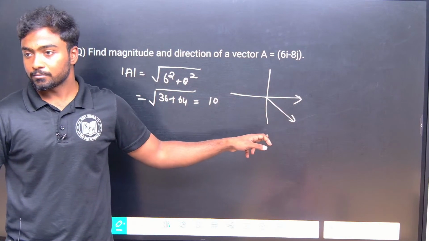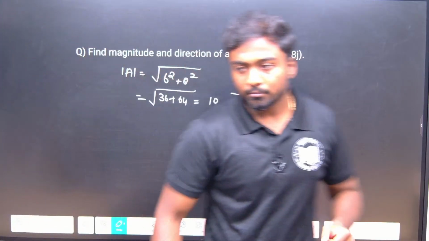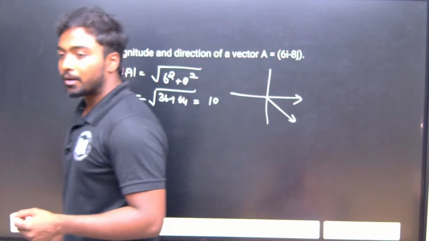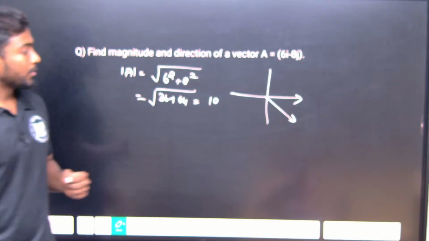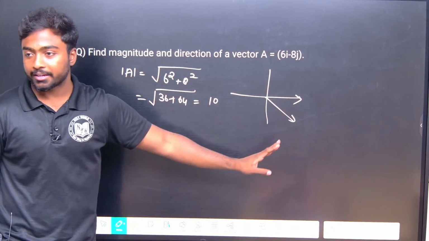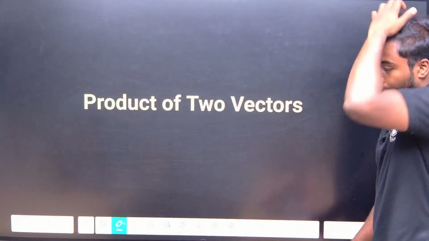Sir, is there a formula for the direction, like tan theta? Yes, tan theta is equal to y by x. Okay, understood now? So if they are asking the direction, we'll say it is the southeast direction. Done.